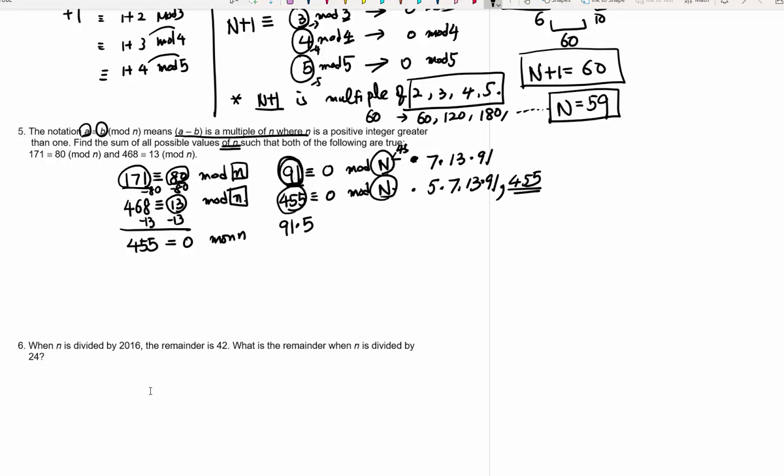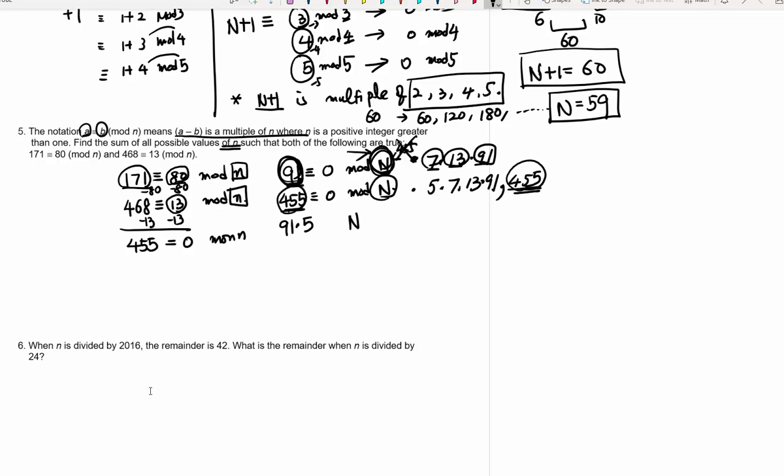If n is 455, okay? So 91, when divided by 455, it's impossible, right? This number you can divide by 455, but this one cannot be divided by 455. So 91 is always greater than this number, okay? So we have only three numbers. n can be 1, 7, or 13, or 91, right?